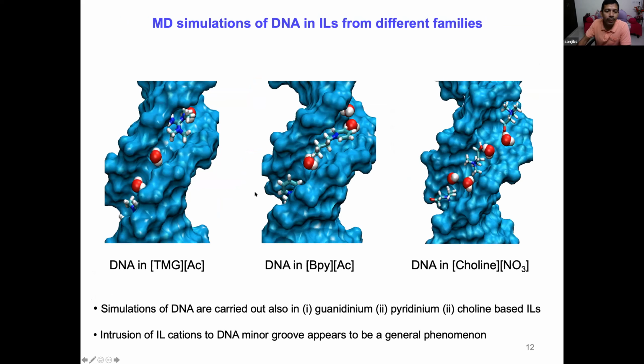So this excites us to see whether IL molecules are really binding to the minor groove all the time. Then we took different ILs, TMG acetate. Most of the ILs we are using here are biocompatible. This is guanidinium based, this is choline based, and many of the ILs are synthesized in our lab now. So we found that no matter what IL it is, the IL molecules get into the minor groove and replace the water.